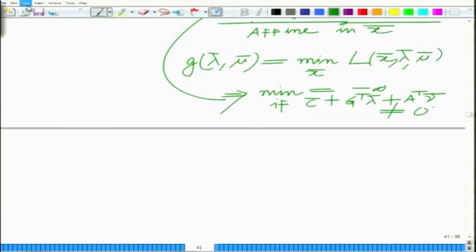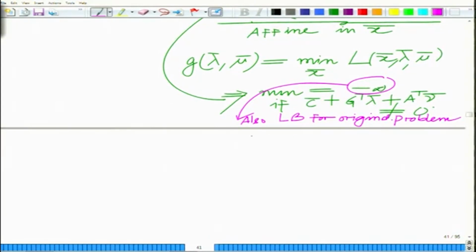On the other hand, something interesting: minus infinity is also a lower bound. Remember, g of lambda bar, nu bar is always a lower bound. So minus infinity is also a lower bound for the original problem, but it is not very interesting, because minus infinity is a lower bound for any optimization problem, so it is not very useful.